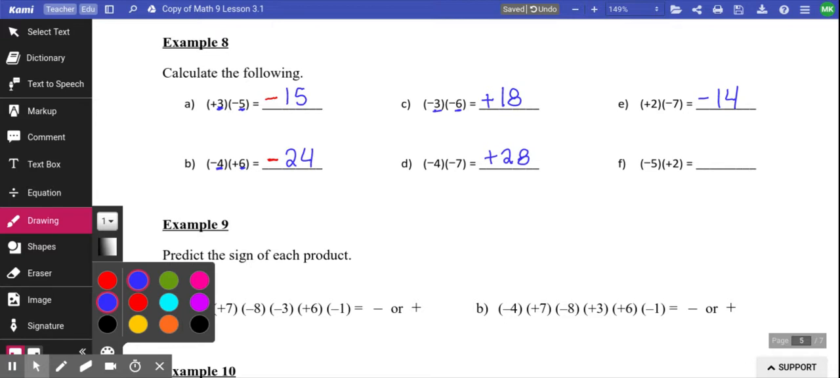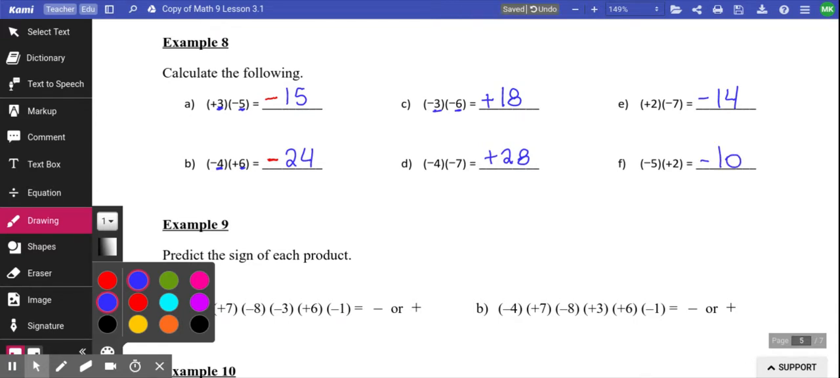So let's say that you're multiplying a bunch of numbers together. If at the end they're both negative or negative and positive, it's the same rule as these. If there's an even number of negatives, it will turn positive. If there's an odd number of negatives, it'll turn negative. If you look at F, we have a negative and a positive, so it's going to be negative. Count by 5s 2 times, that's negative 10.